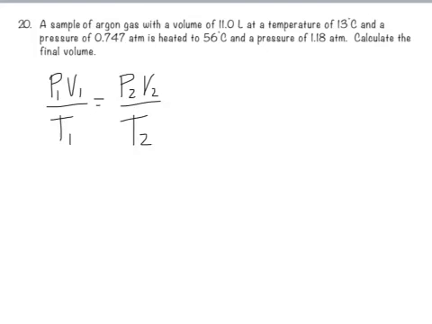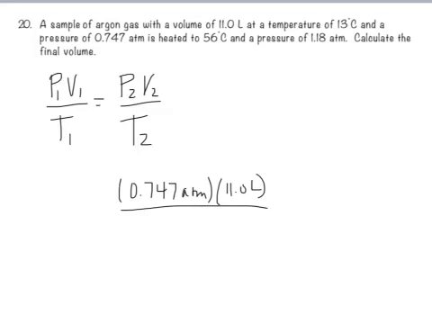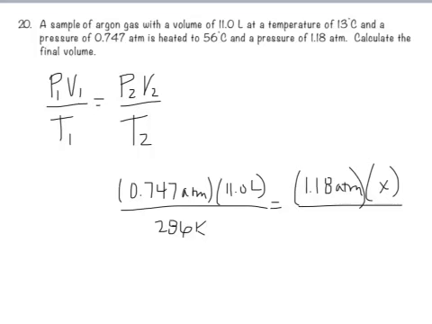So it looks like I have an initial pressure of 0.747 atmospheres. I have an initial volume of 11 liters. I have an initial temp of 286 Kelvin. All right, and let's see, final pressure 1.18 atmospheres. I do not know the final volume. That's what I'm trying to solve for.